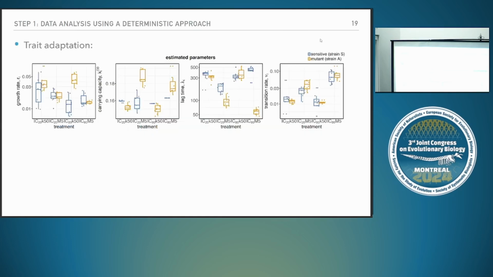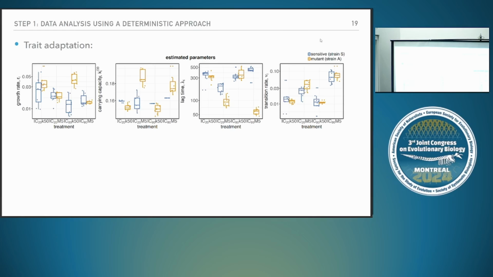So this is what we obtained from the curve fittings. Here you can see these box plots. The blue ones represent the sensitive strain, the yellow ones the mutant strain. These are for the different trait values. Now you can see some important differences as we change both experimental conditions, bottleneck size and drug concentration.